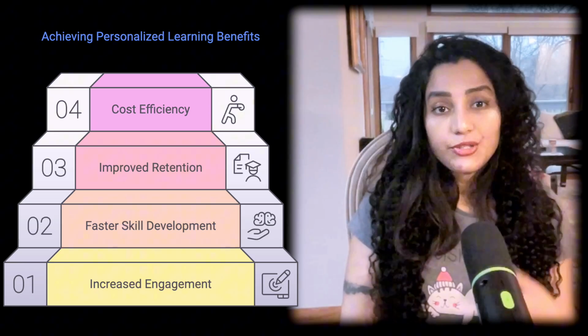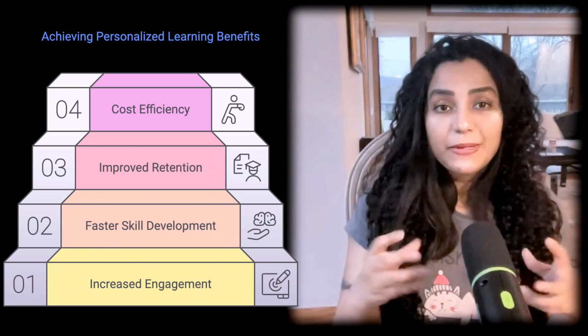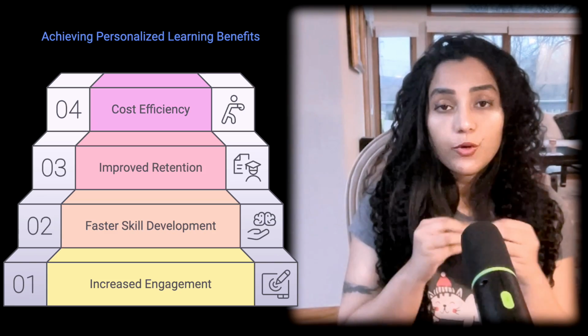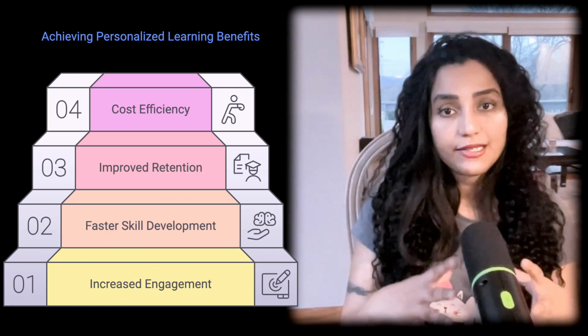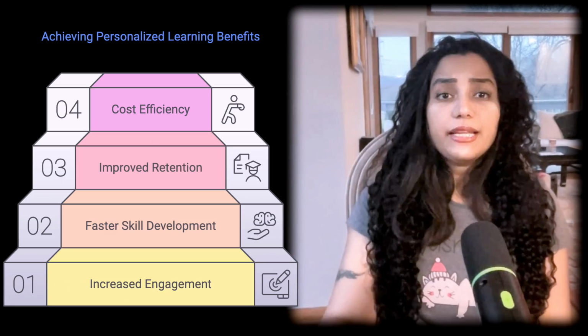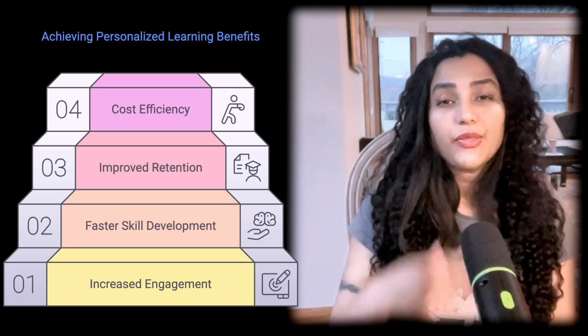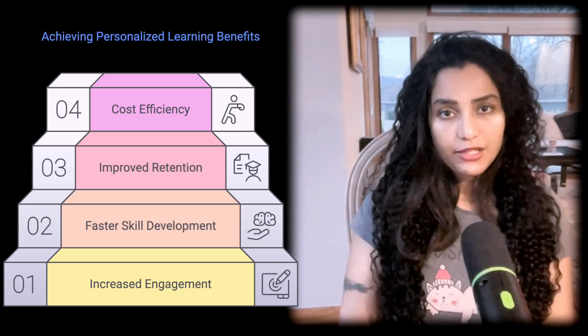The fourth benefit is cost efficiency. Personalized learning reduces time and resource waste. For example, companies like Accenture have reported significant cost savings by adopting AI driven training systems that streamline learning for thousands of employees.